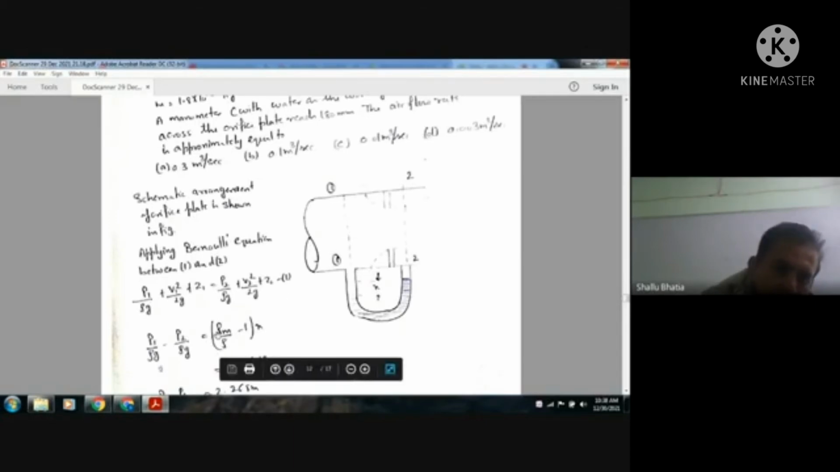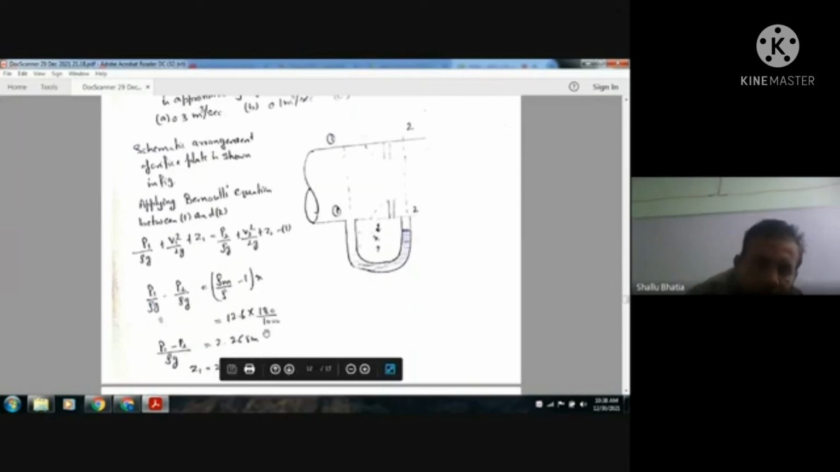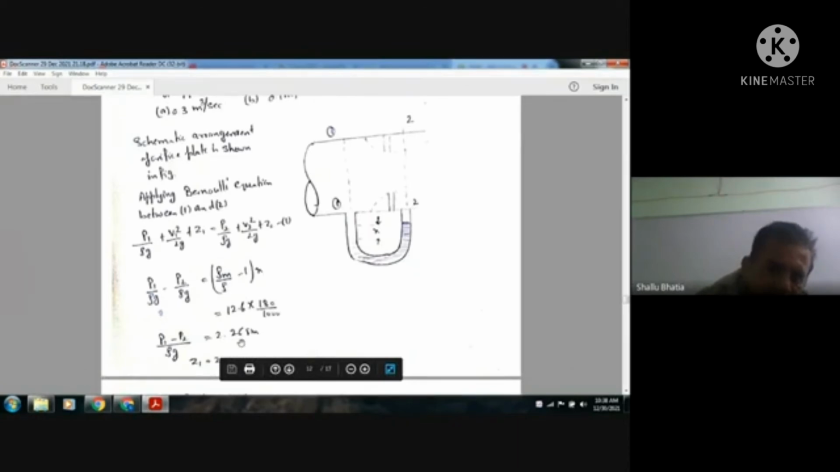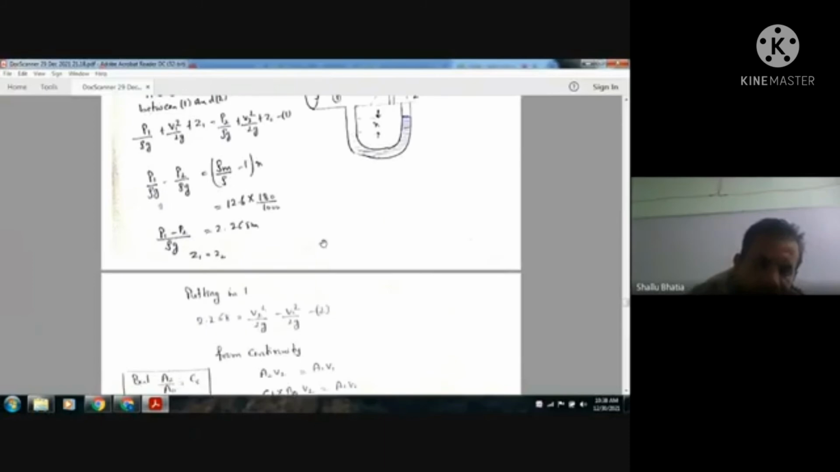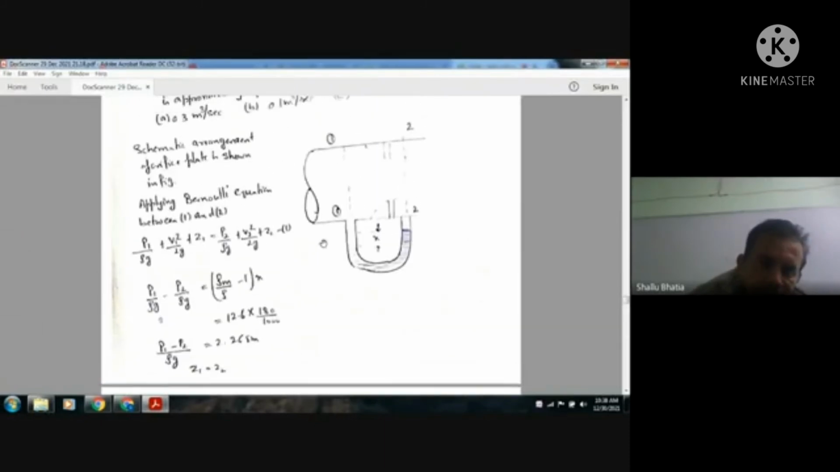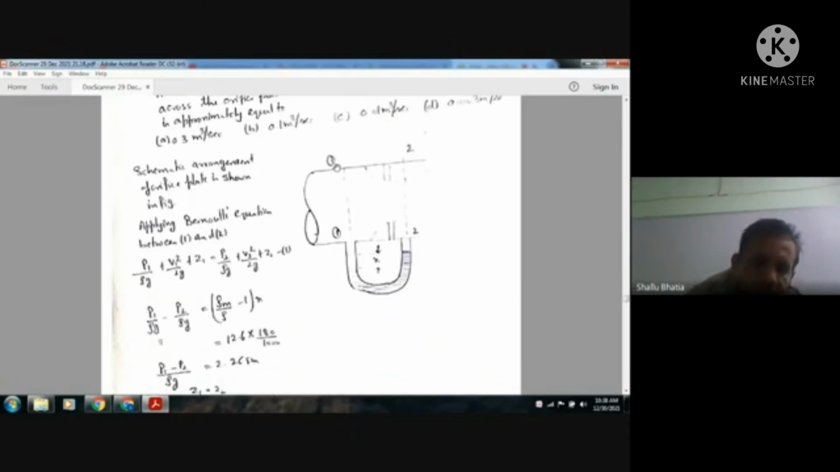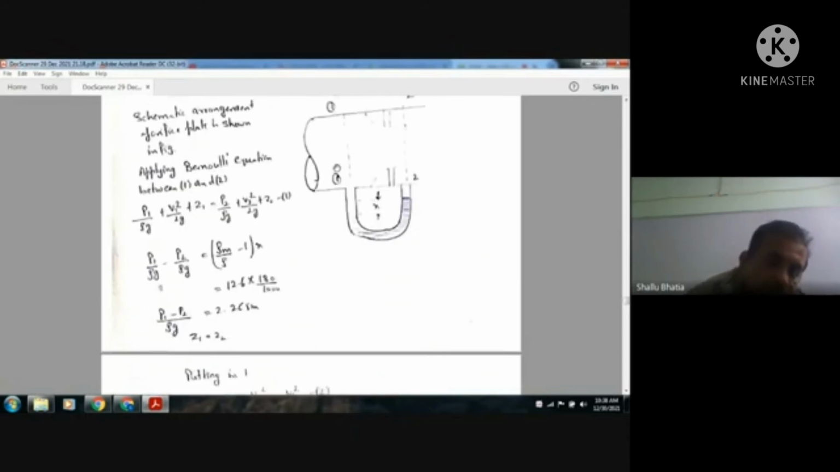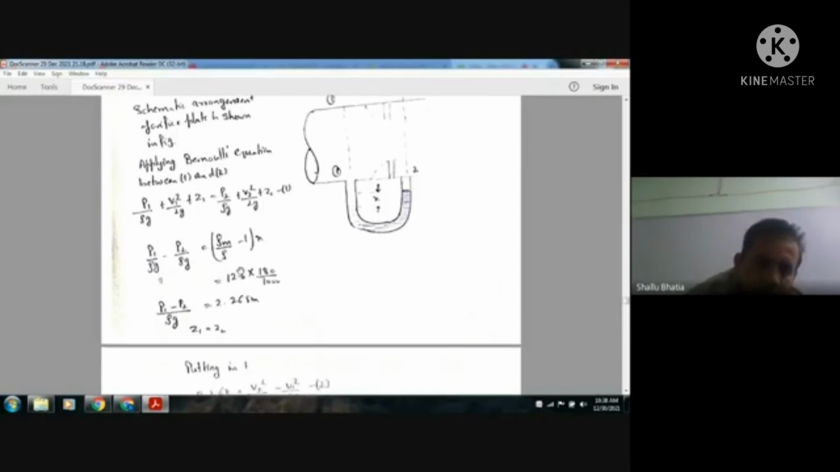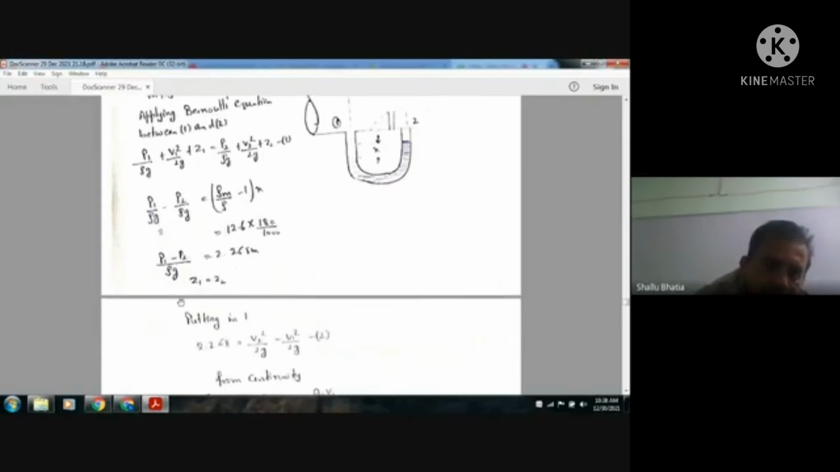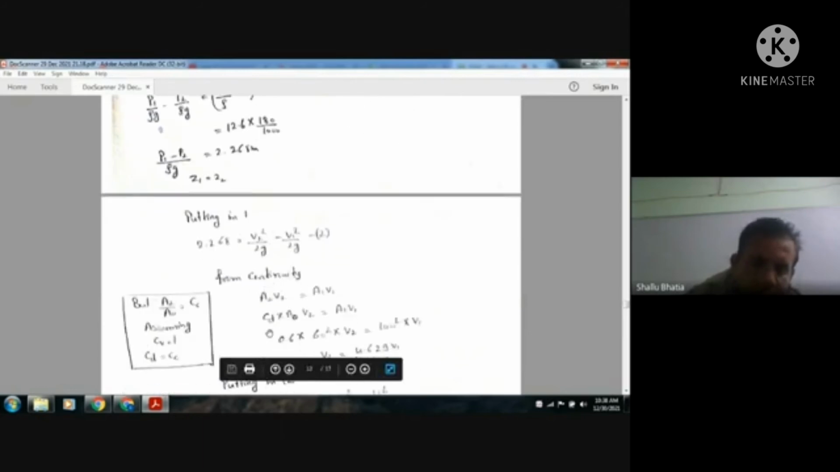Okay, the pressure difference will be (rho_m / rho - 1) times x. This will be 2.268 meter. Z1 is equal to Z2, and x is given as 180. And rho_m is 13.6, sorry, not 12.6. So putting this value in, we can get the change in velocity head, v2 squared by 2g minus v1 squared by 2g.